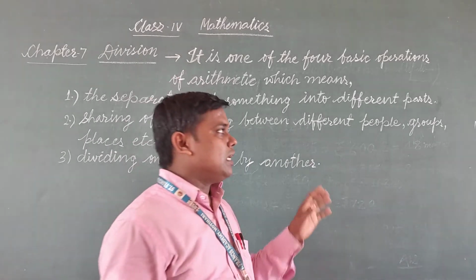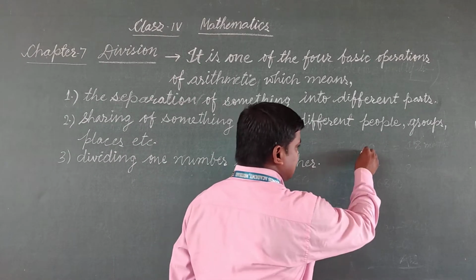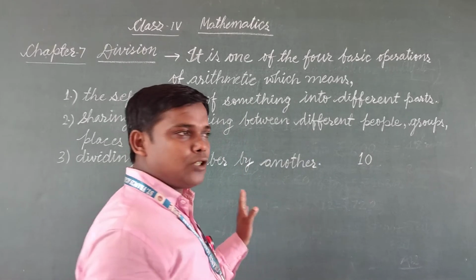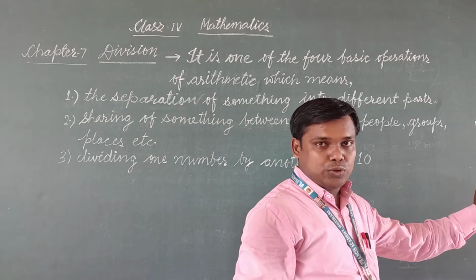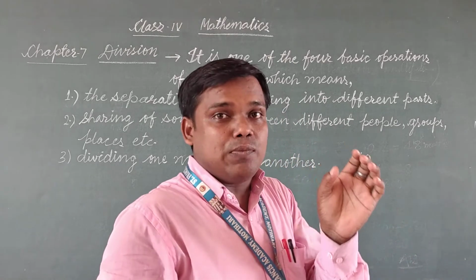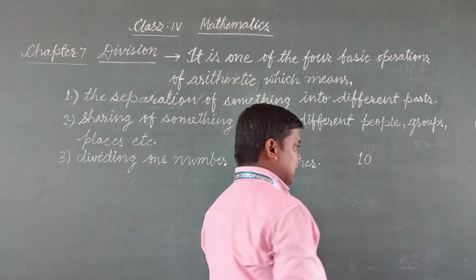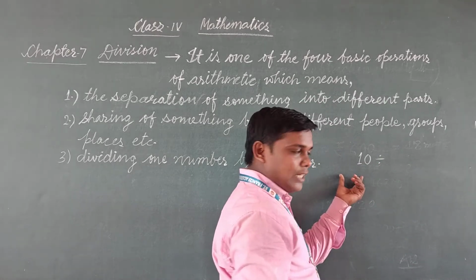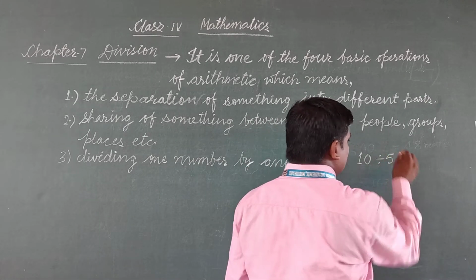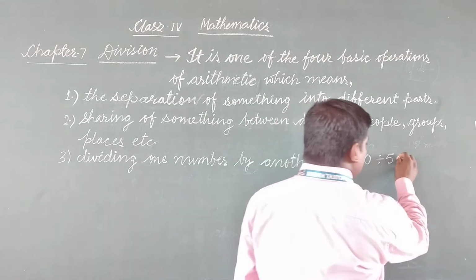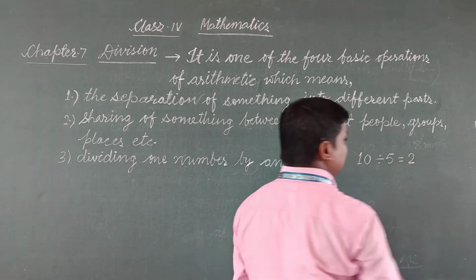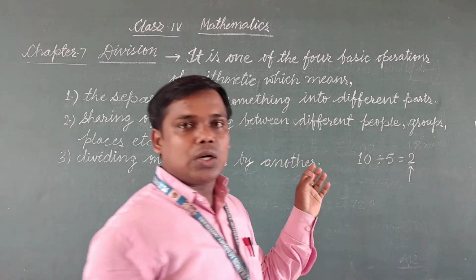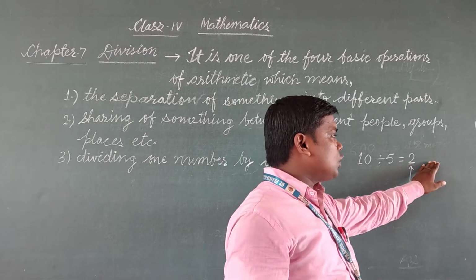For example, if we have 10 chocolates and we are going to share these 10 chocolates among 5 students, it means we have to make 5 groups of the 10 chocolates. So we simply divide 10 by 5, then we will get 2, meaning each student or child will get 2 chocolates.